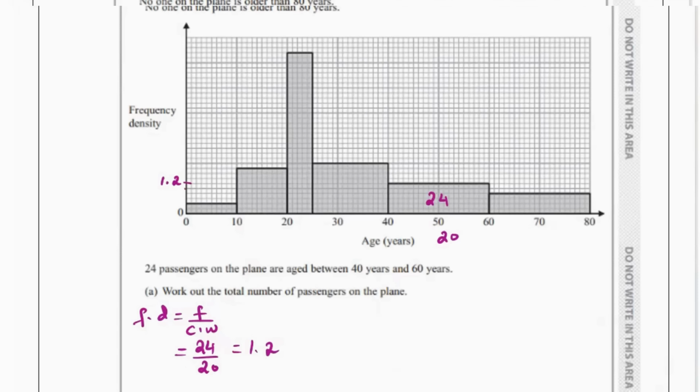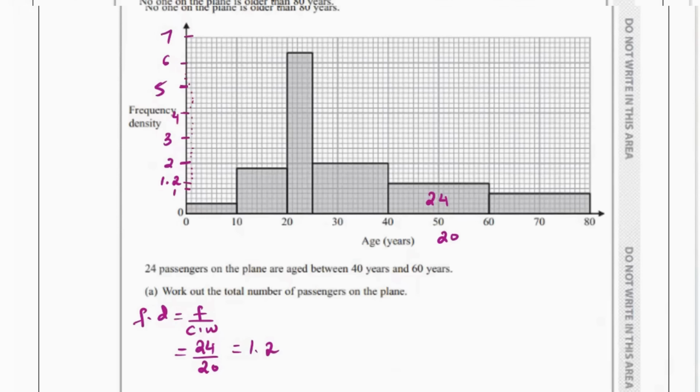If this is 1.2, that means this is going to be 1. And each small square equals 0.2 units. 2, 4, 6, 8, 10. This is 2. 2, 4, 6, 8, 10. This is 3. 2, 4, 6, 8, 10. This is 4. Then 2, 4, 6, 8, 10. 5, 2, 4, 6, 8, 6, and 7.